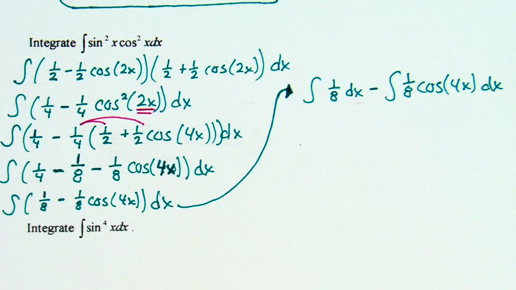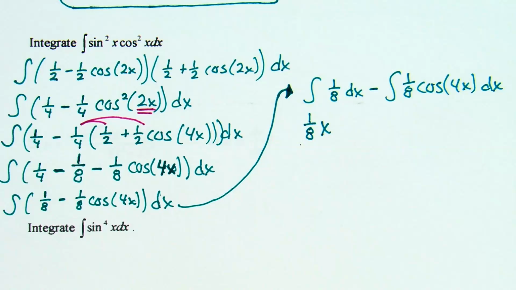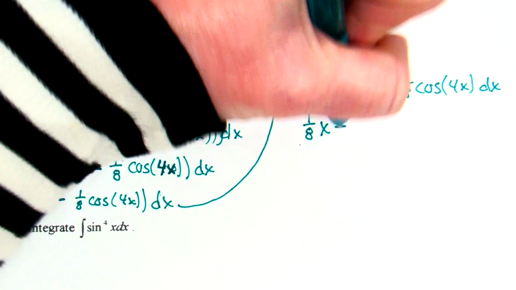Okay. Integral of 1/8. Well, if you guys don't want the easy one, I'll take the easy one. You guys get the hard one then. 1/8 x. Minus, now we do the integral of 1/8 cosine 4x. Keep in mind there's already a 1/8.